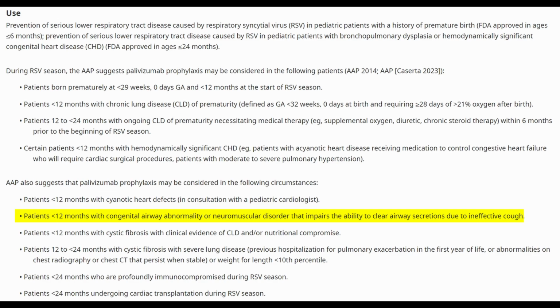the ability to clear airway secretions due to ineffective cough, patients less than 12 months with cystic fibrosis with clinically evident CLD or nutritional compromise, patients 12 to 24 months with cystic fibrosis with severe lung disease, patients less than 24 months who are profoundly immunocompromised during RSV season, and patients less than 24 months undergoing cardiac transplantation during RSV season.